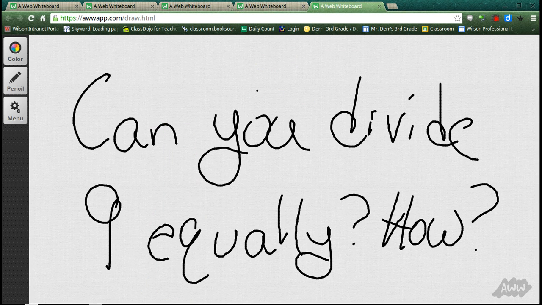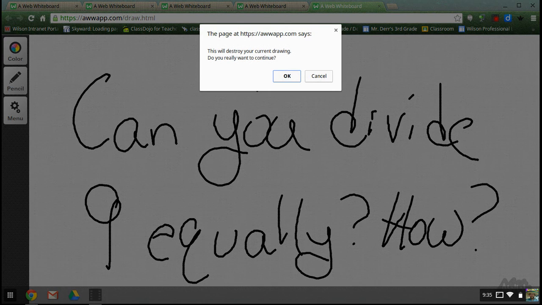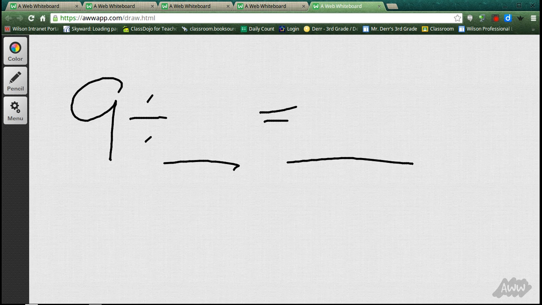What I want you to do for tonight's assignment is, can you divide 9 equally? Can you put 9 into equal groups? It is an odd number, but can you divide that into equal groups? How would you do that? So I would want you to say, well, I could take my 9 and I could divide it by blank to get my answer of blank. So 9 into equal groups.